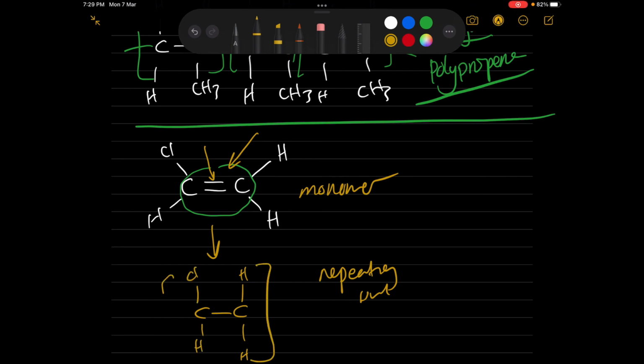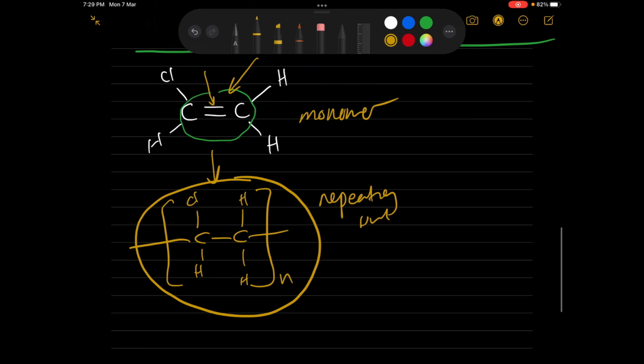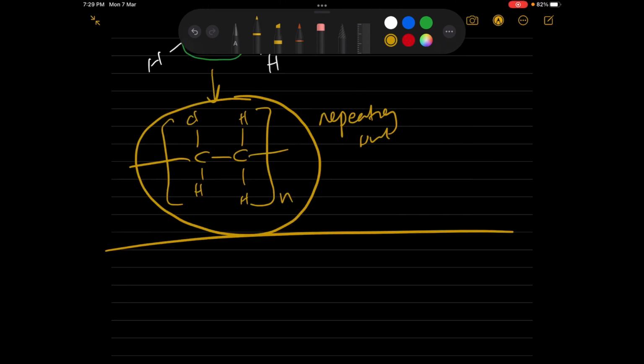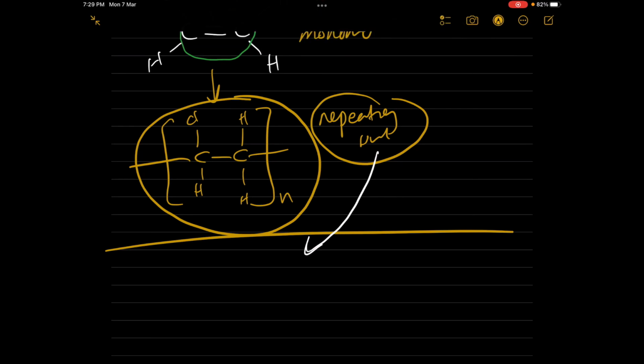This is the repeat unit. You have to put it in square brackets. And if you repeat this several times, then you get something called a polymer. So this is the only thing that you have to know about the polymerization reaction. Sometimes in the exam, they will give you the repeating unit, and you draw the monomer that it comes from. So I just want to give you something like this.